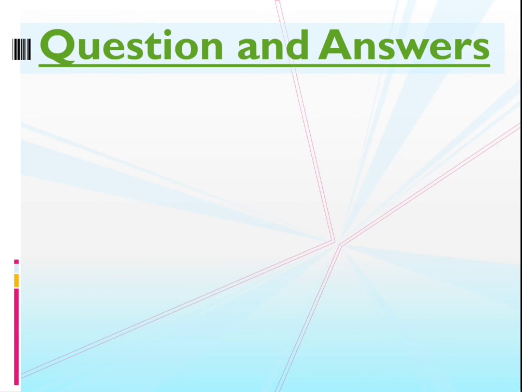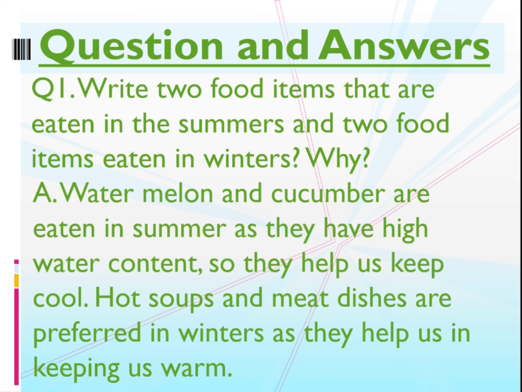Coming to your question answers, write two food items that are eaten in the summer and two food items eaten in the winter. Why? If you see summer, children, we eat watermelon and cucumber in the summer. And why do we eat those foods? Because in summer we get dehydrated because of the sun's heat. These food items have water content in them. That's why we prefer to eat watermelon and cucumber in summer.